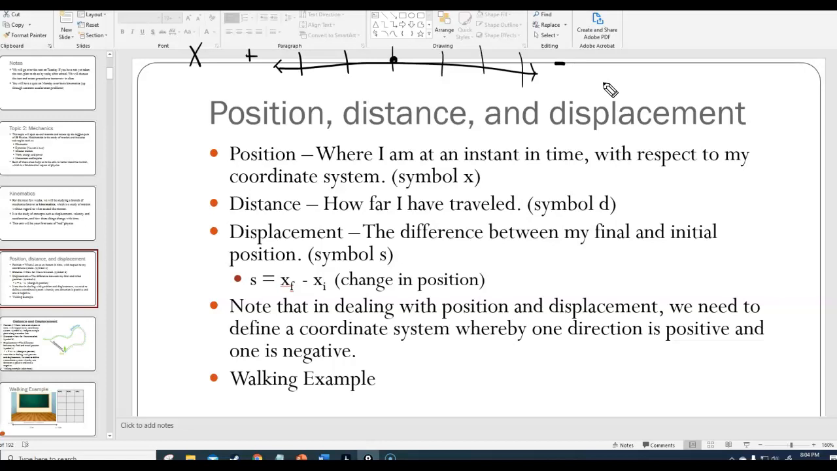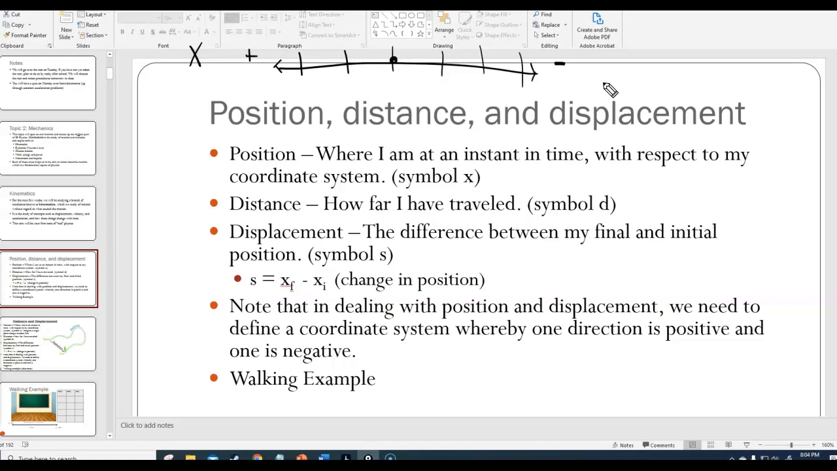Okay, so position is where you are at a single point in time relative to your coordinate system, and we're going to give position the symbol x. Distance, we're going to give the symbol d. When you're talking about distance, you're basically talking about how far you have traveled throughout the problem. Okay, so what is the total amount that you have traveled?